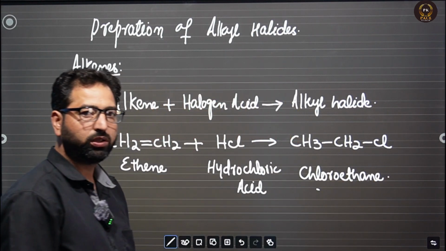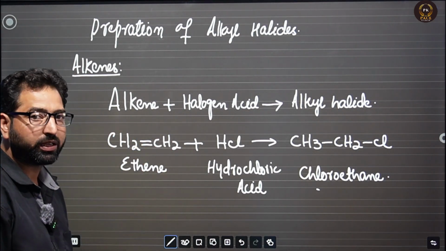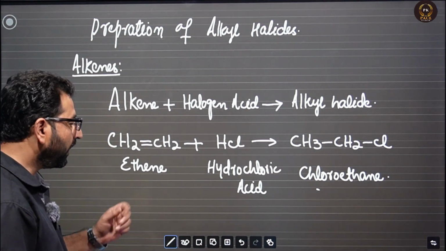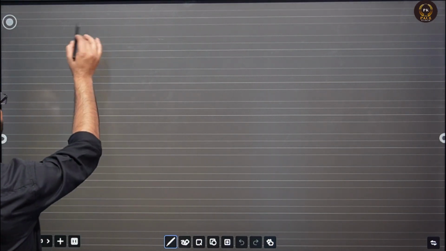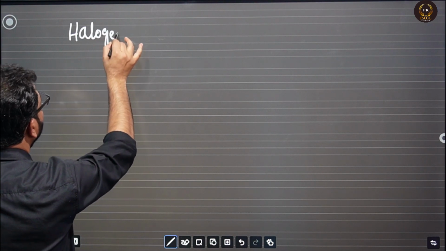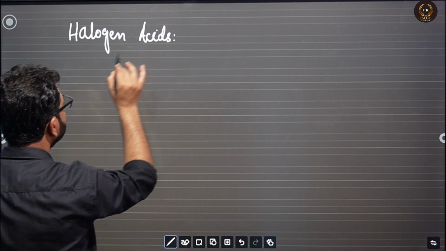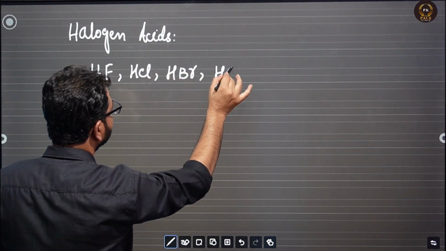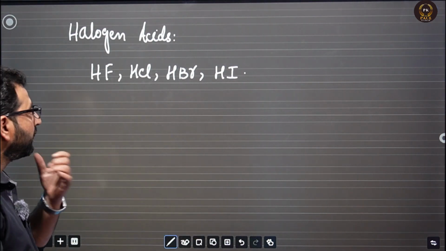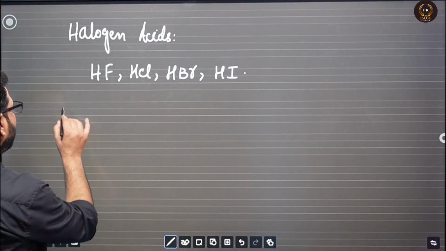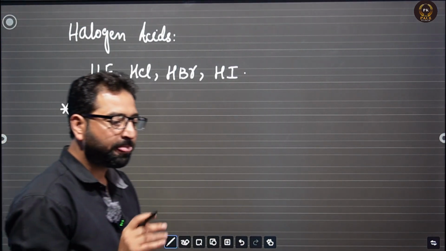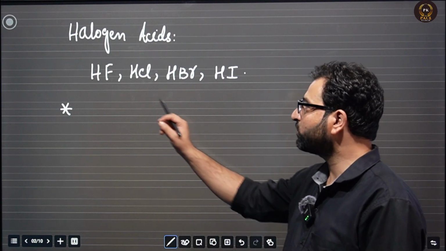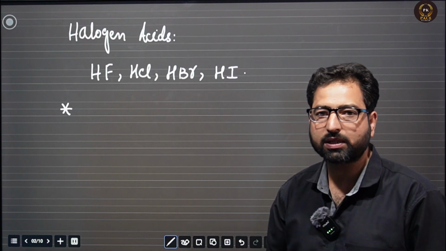Now in this reaction we use different halogen acids and different types of alkenes. Now we will proceed with this preparation and see some of the questions which were asked in this topic. We have the halogen acids HF, HCl, HBr and HI. First of all, we have one question: what is the reactivity of halogen acids with the alkenes? If I take any particular alkene, say ethene, and react these halogen acids with it, what will be the reactivity of these halogen acids?